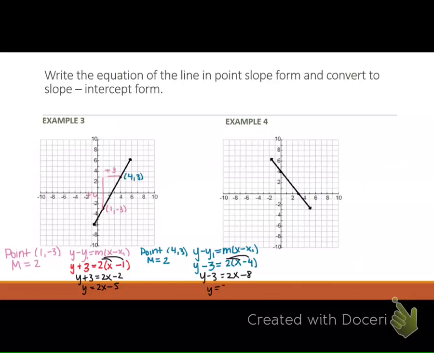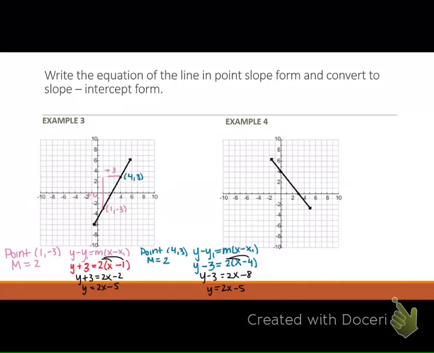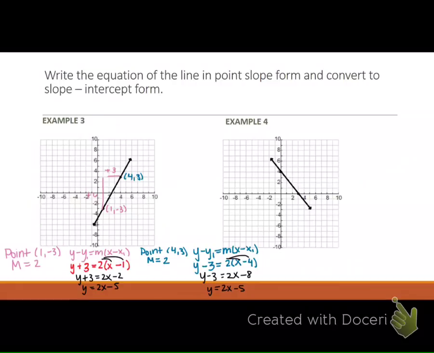So did we get the same equation in slope-intercept form, even though we had two different point-slope form equations? Did we get the same equation? Yeah. So it doesn't matter if Riley would have chosen one point, Justin would have chosen another, and Cassie would have chosen another. Could they all have gotten to the same answer? Sure. As long as they did it correctly, right? That's how you know you're doing it right.